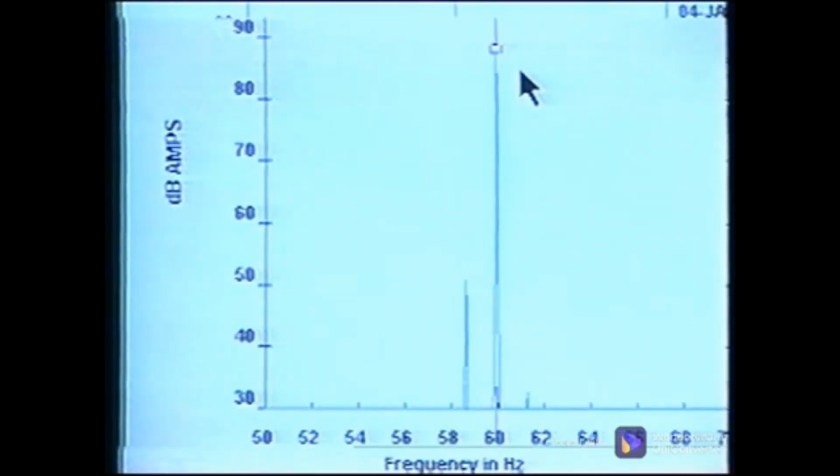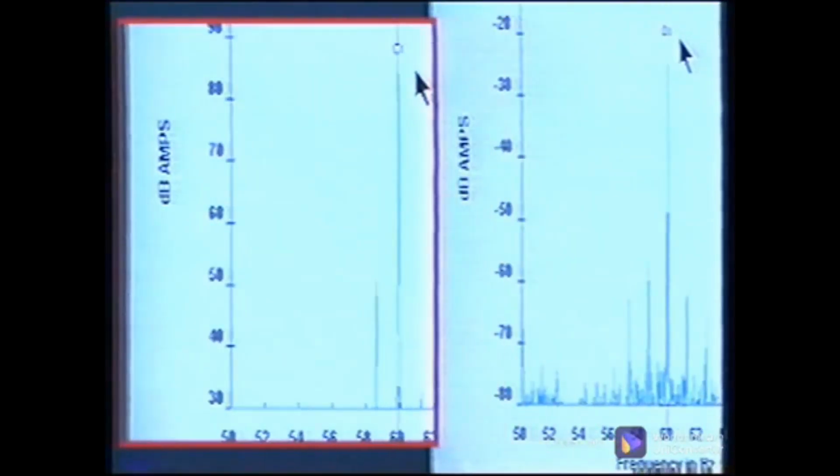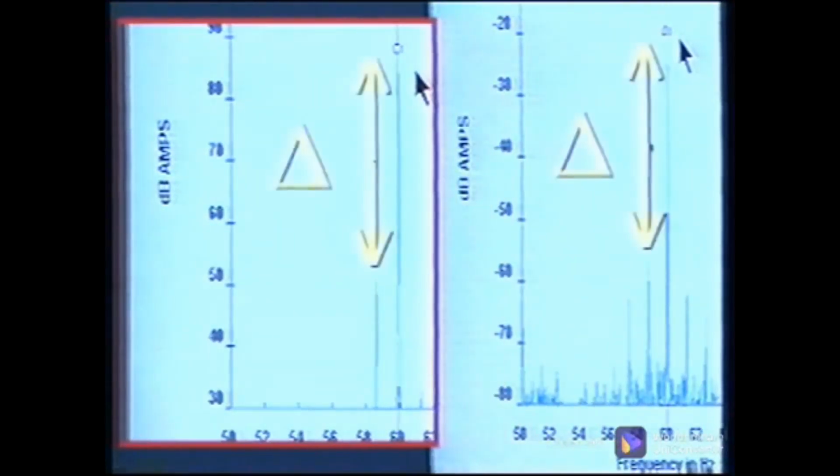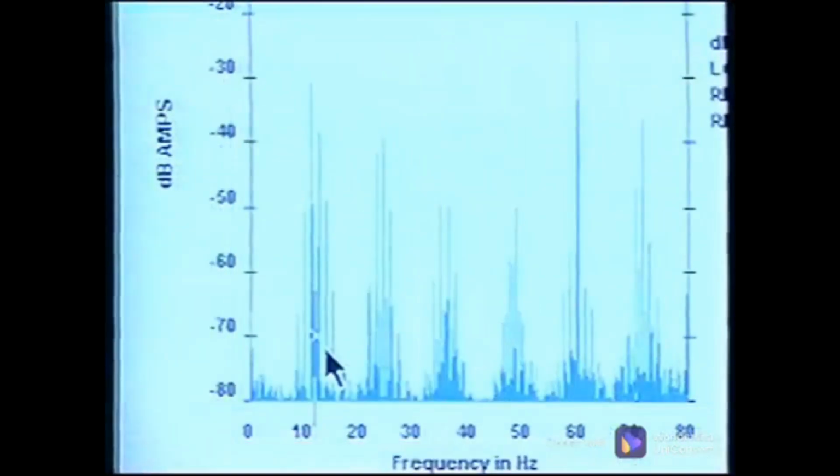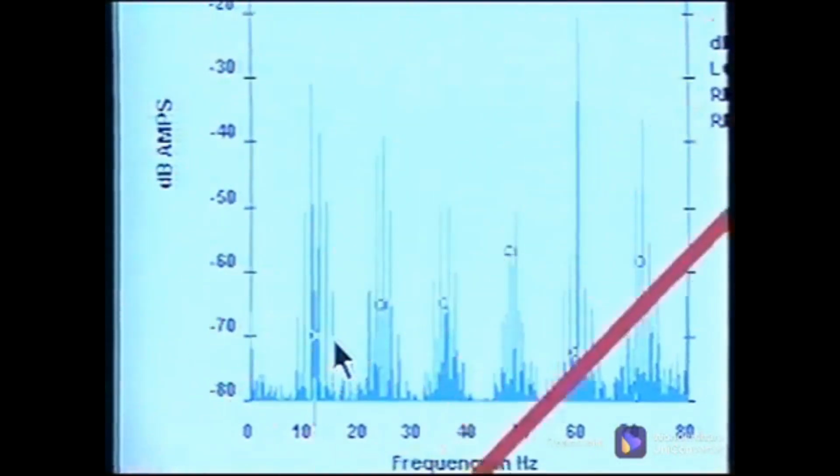The dB down values will be very different in the current and flux spectra. However, a change of 1 dB down in current will be paralleled by a 1 dB down change in flux. So in reality, they are both telling the same story. There is a rotor bar problem. But the flux spectrum can provide information about the stator condition.